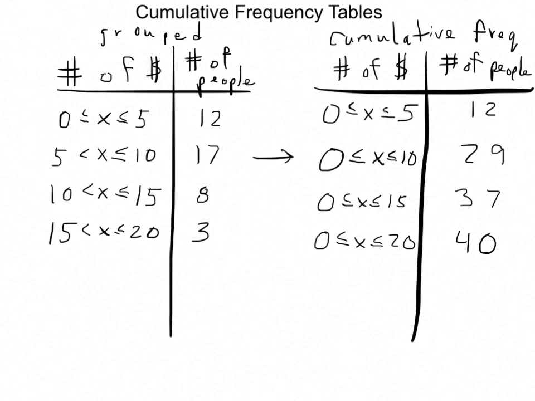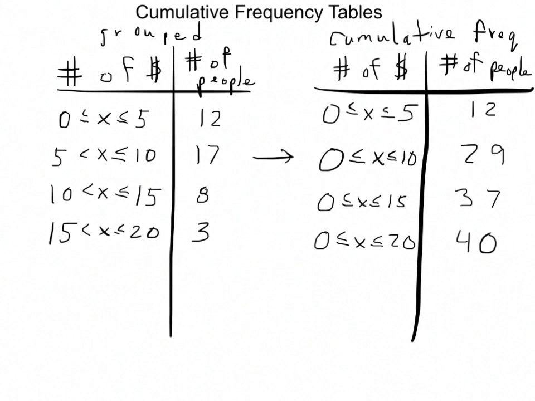Some benefits, some detriments here. One thing that cumulative frequency is really good for is it tells you how many people there were. It tells you, hey, there were a total of 40 people that we were working with here. Grouped frequency is a lot easier for computing mean, and I'm going to have you do that in the coming problems.